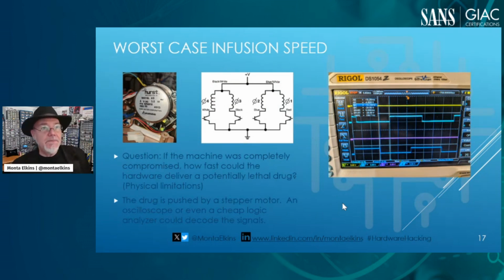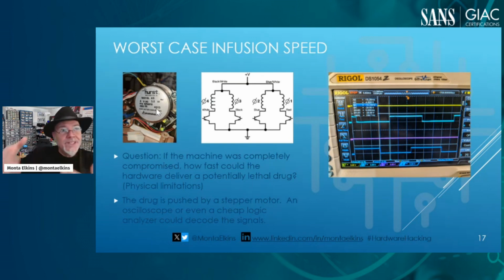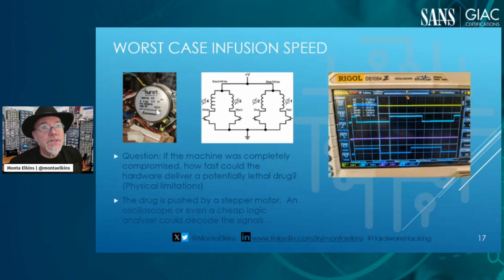One of the questions that came up looking at this board was, if this machine was completely compromised, how fast could it push a drug? So the way I took a look at that is, if it was totally compromised, how fast could it push the drug? In order to understand that, I have to go down into the hardware. So I pull the pump apart, and I see the stepper motor. That's what actually pushes the syringe to push the drug.